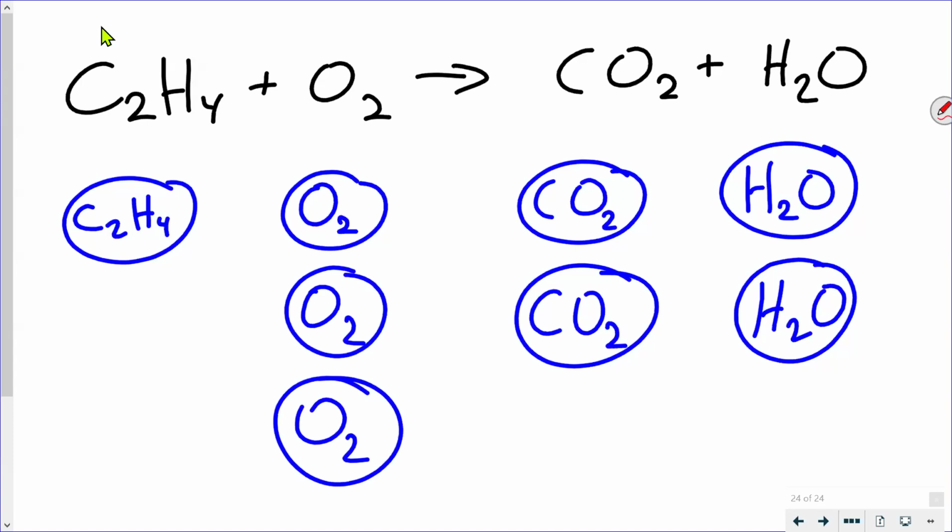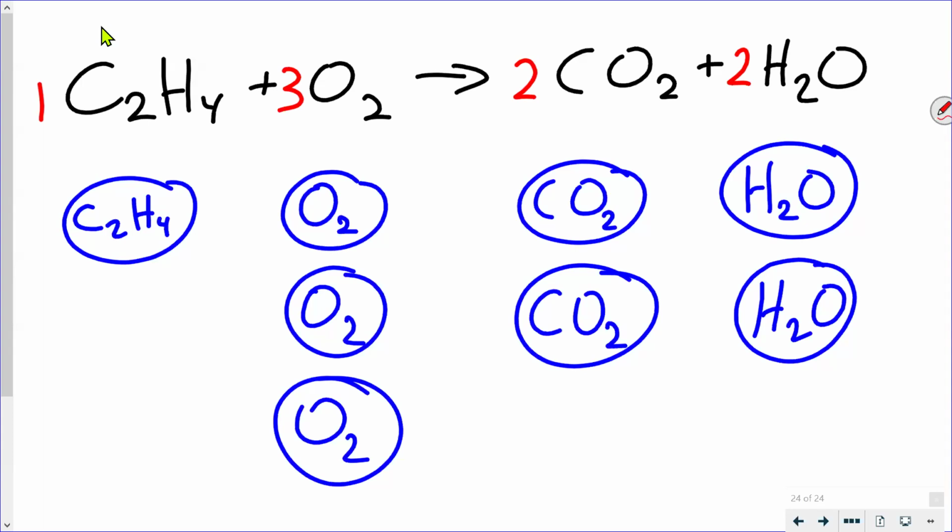How many C2H4s? 1. How many oxygens? 3. How many CO2s? 2. How many waters? 2. No, wait, is that not the C2? Is that it? Yes. Okay.